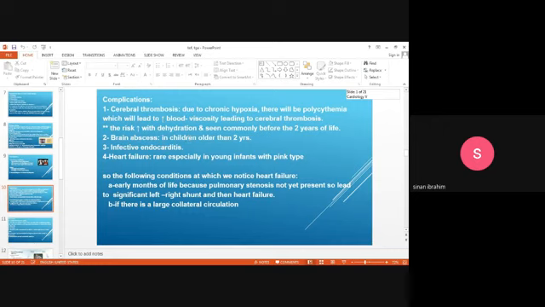So we see it usually either every month of life because of mild pulmonary stenosis or if there is a large collateral circulation.